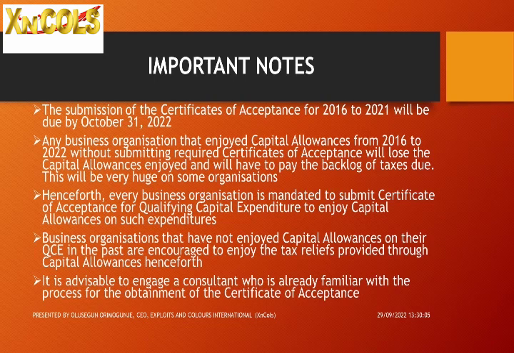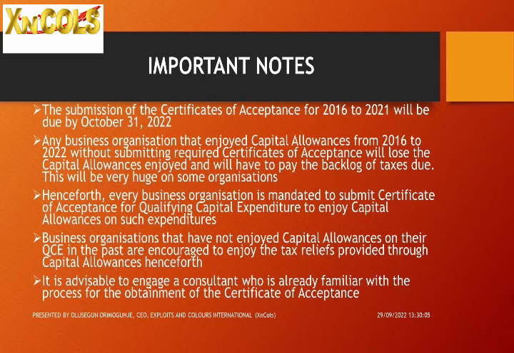Henceforth, every business organization is mandated to submit certificate of acceptance for qualifying capital expenditure to enjoy capital allowances on such expenditures every basis period henceforth. So for year 2022, for instance, the certificate of acceptance for qualifying capital expenditure for this year 2022 must be obtained and submitted before the end of year 2022, that's before the end of December. It must be submitted to FIRS so that they could claim capital allowances on those capital expenditures for 2022. Likewise for 2023 henceforth, every year end certificate of acceptance must be obtained and submitted to the Federal Inland Revenue Service by business organizations.